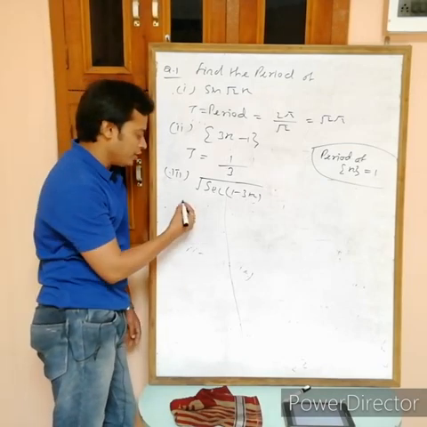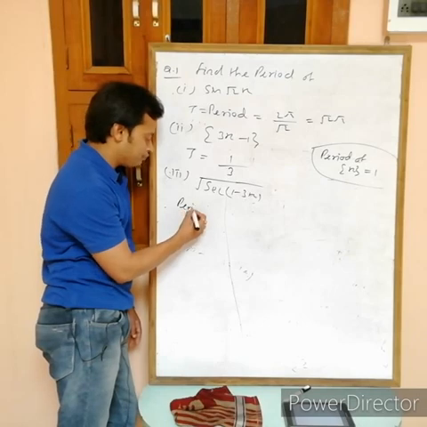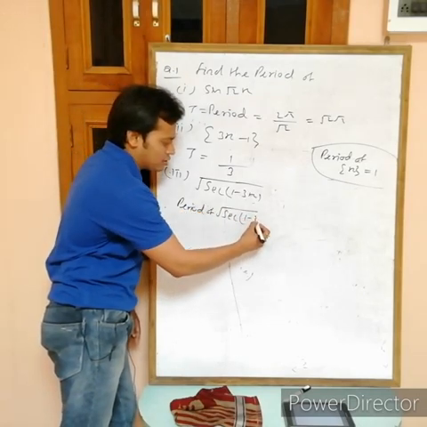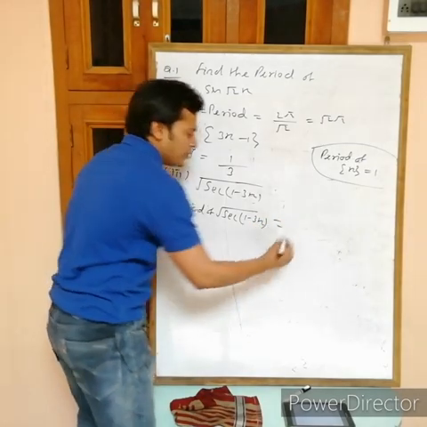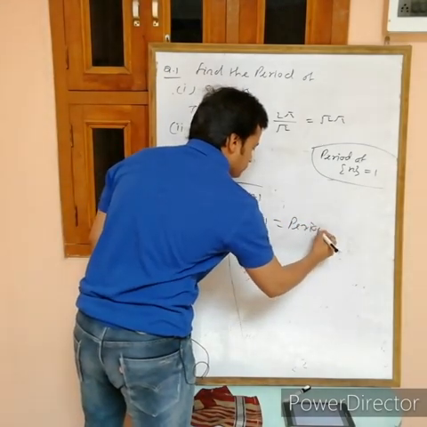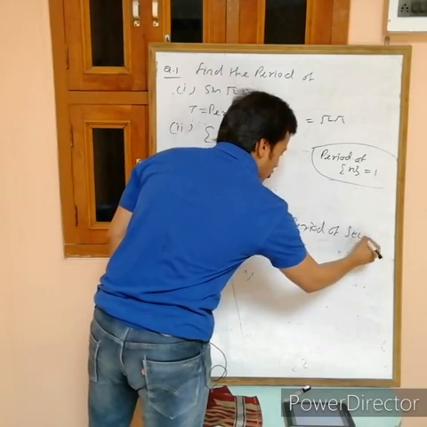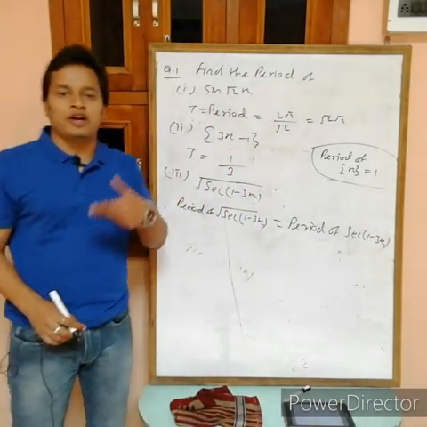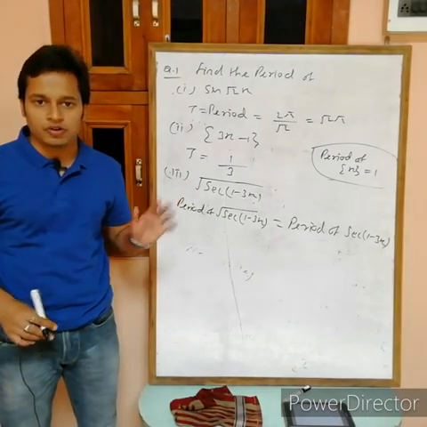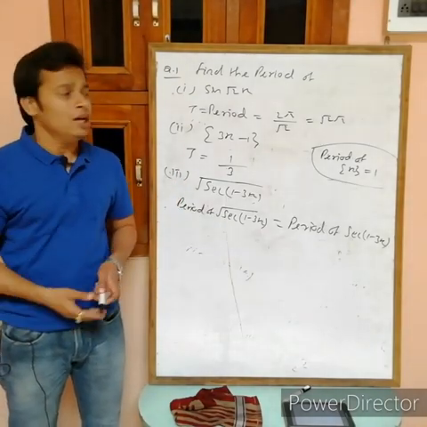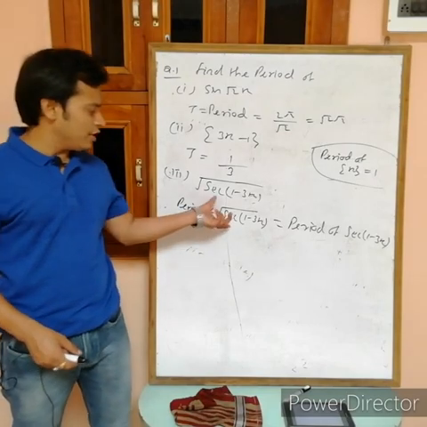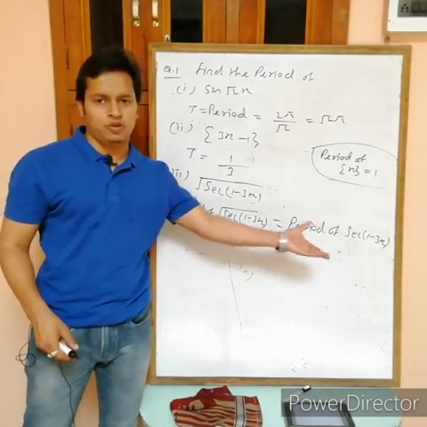Now can I say that one thing is clear, the period of this root sec of 1 minus 3x is equal to the period of sec of 1 minus 3x, because the period of f(x) and the period of root f(x) are both the same. If f(x) has a period T, then the period of root f(x) is also equal to T. So the period of this one or only this one both become the same.